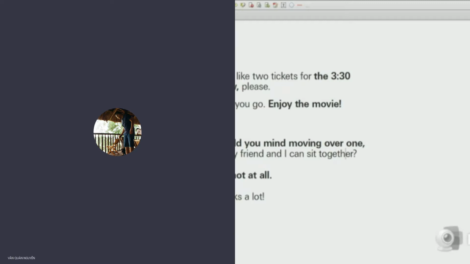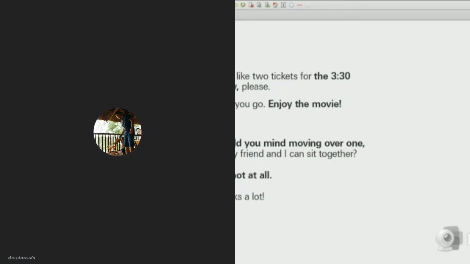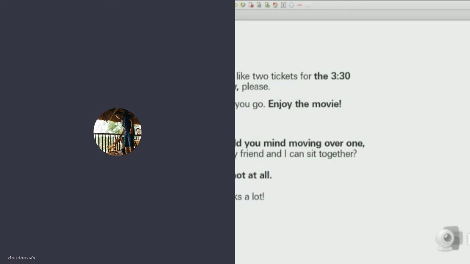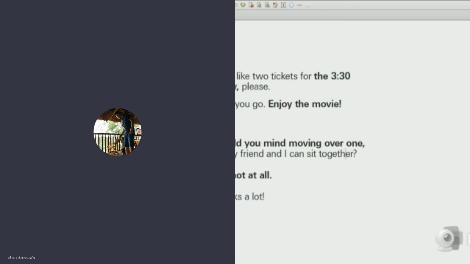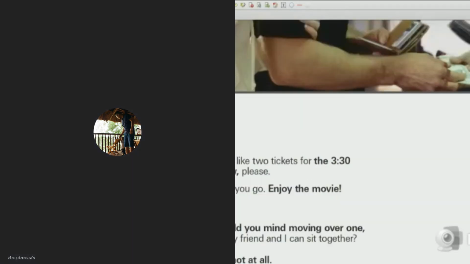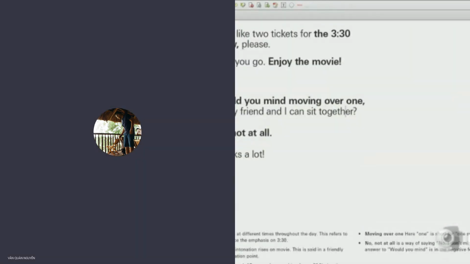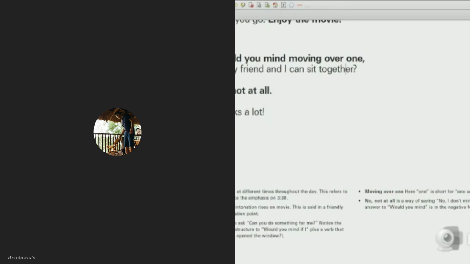So yeah, it was very short. I know, but it is just teaching us some of the usual expressions that you use when you go to a cinema, when you watch a movie. Okay, so since you don't have any questions, let's go to the language notes.